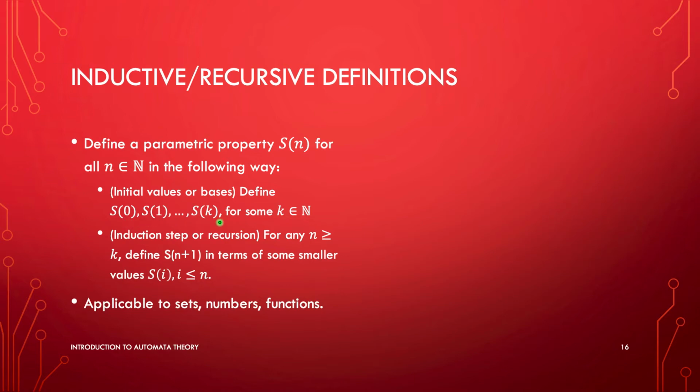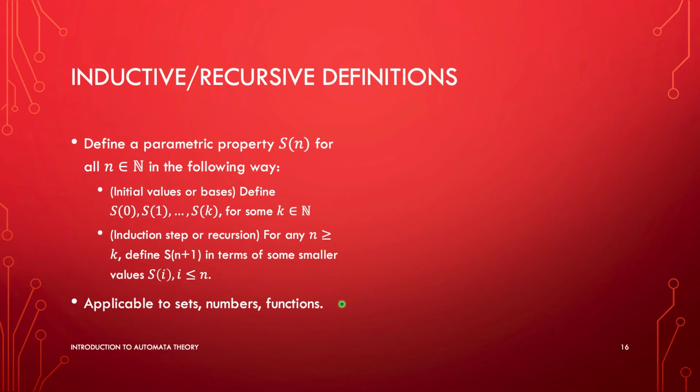Maybe sometimes you have to specify a few of them, thinking also about the second induction principle. So define the initial values, whether it's just one of them, S of 0, or maybe a few of them, but anyway, just a finite number of them. And then the other thing that you do is you think about this induction step, or if you want, you think about the recursion. And the point here is that for any n greater than or equal to k, you are going to define S of n plus 1 in terms of some smaller values, so up to n.